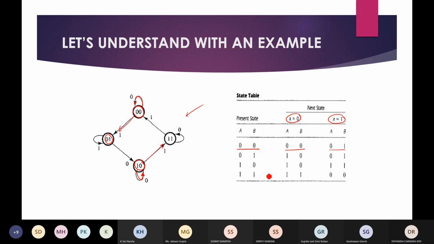0 1. For 1 0, if my input is 0, then I will be at 1 0, and if my input is 1, I will be at the new state which is 1 1. For 1 1 state, if the input is 0, then I will be at the same state, and if the input is 1 at state 1 1, this machine will be going to 0 0 state, that is here, 0 0 state.